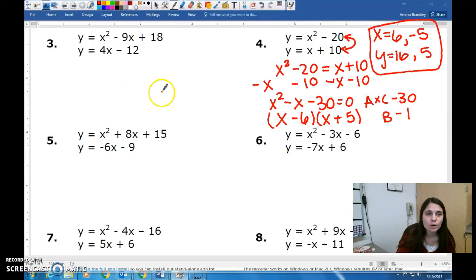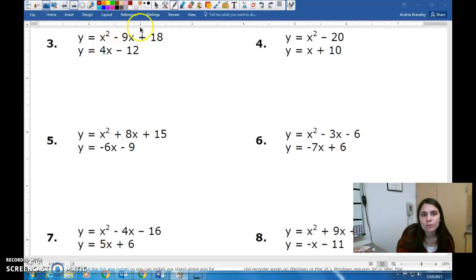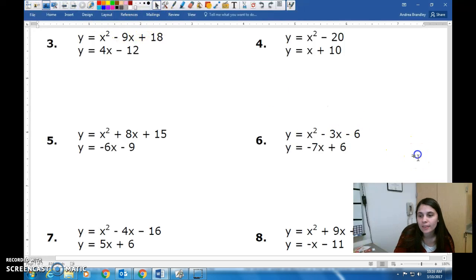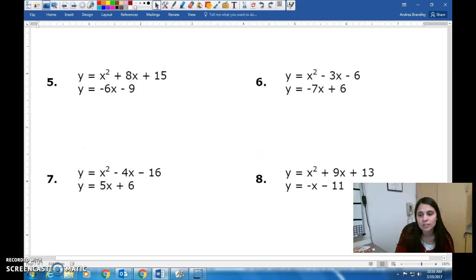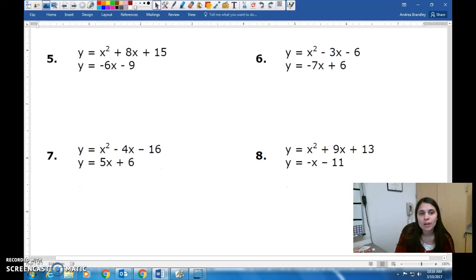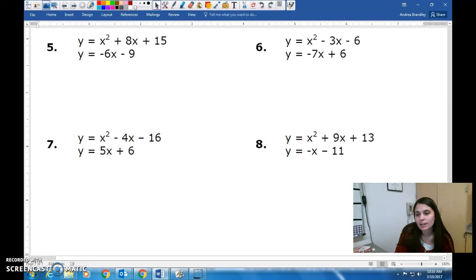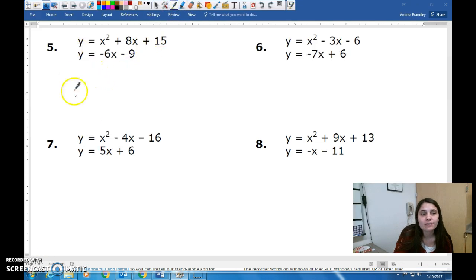So the rest of these problems, rather than bore you by going through them all, I'm going to let you try them because the process is the exact same. So you start by setting your two equations equal to each other, and then get everything on the same side, factor and solve for x, plug x back in, and solve for y. So I'm going to just briefly solve them without much explanation so that you can check your answers.